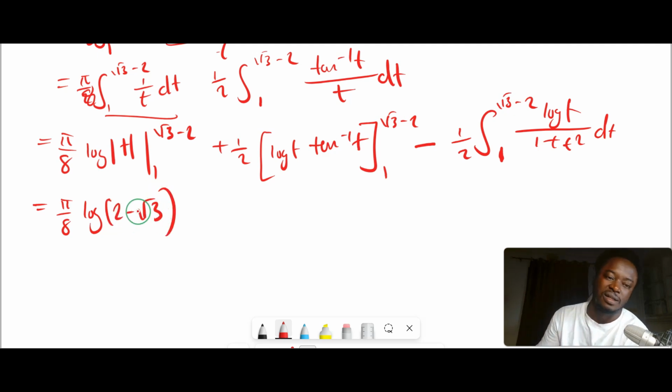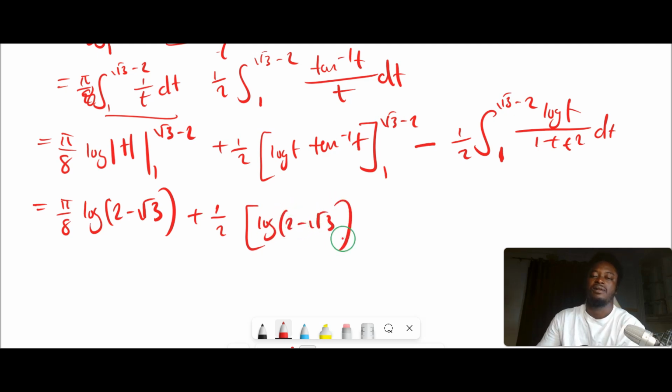Keep in mind that the reason we are doing this is because if you take the absolute value of square root of 3 minus 2, you have 2 minus square root of 3, so this will be plus. Now, if you plug in this, you will have 1 over 2 times the logarithm of 2 minus square root of 3, and then times tan inverse of square root of 3 minus 2.